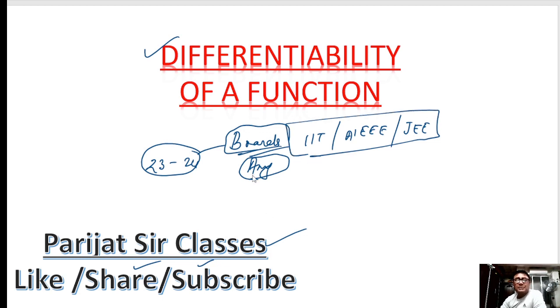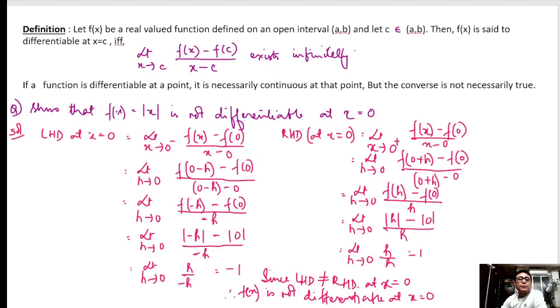Okay, so without wasting any time further, let us get started with the topic differentiability of a function. So first of all, friends, see what is the definition of differentiability. Let f(x) be a real valued function, defined in an open interval. That means they will ask you to check within this interval, and you choose any value c, suppose the interval is 2 to 5 and c is a value, suppose 3.